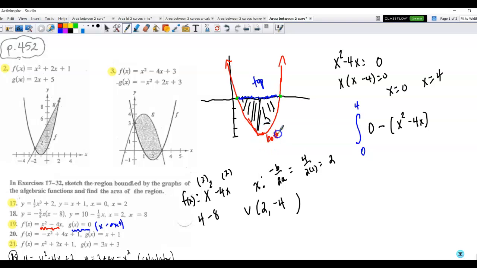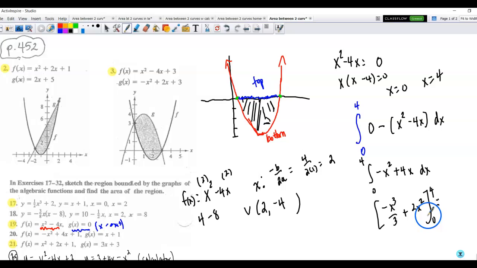All right, so that's your bottom curve. And so we're at the accumulation. There's my dx. So cleaning that up gives me 0 to 4 of, distribute the negative to both terms. Find the antiderivative: negative x cubed plus 4x squared over 2, which is 2x squared. I love those zeros. All right, do the evaluation. And when you do the evaluation of this problem, you should get 32 over 3.